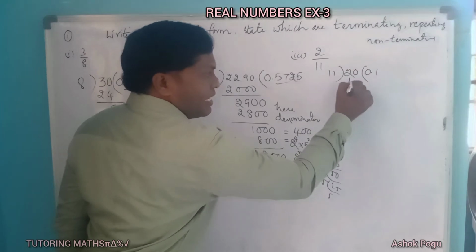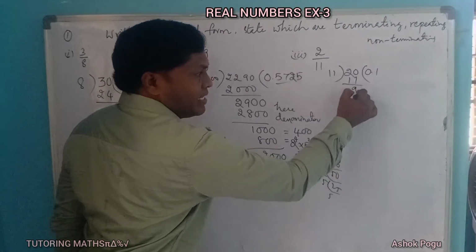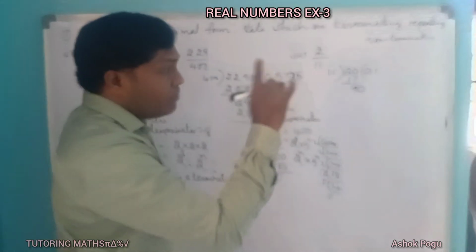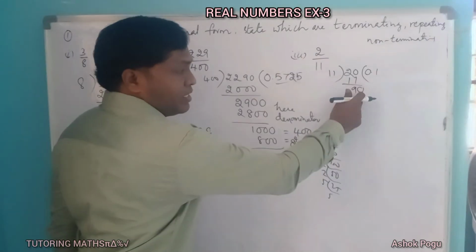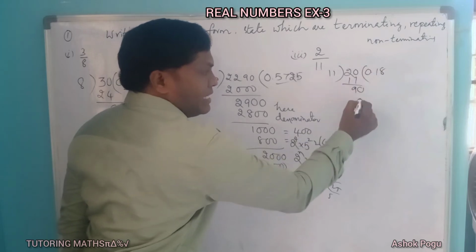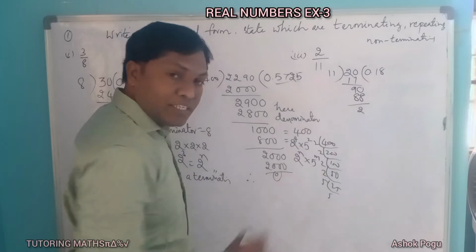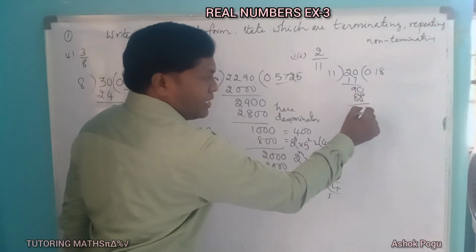11 table, 11 ones are 11. You know that 20 minus 11 is 9. Already we have kept the decimal point. Further take 0. 11 table, 11 eights are 88. You know that 90 minus 88, we get 2. And again the decimal point is there.